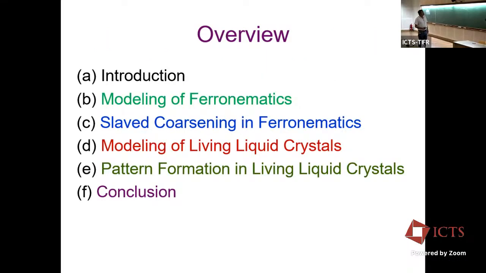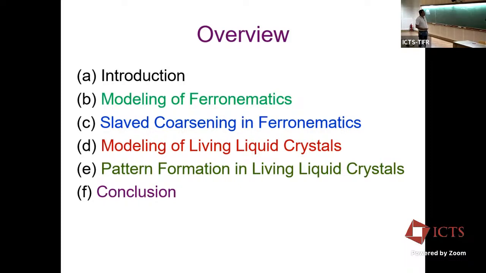Okay, so here's an overview of my talk. I'll start off with an introduction, and then I'll move on to my first class of liquid crystals with inclusions, which are ferronematics. Ferronematics are basically an amalgam of liquid crystals and ferromagnetic nanoparticles, magnetic nanoparticles, basically. I'm going to talk about how you model the system, ferronematics, and then I'll talk about some dynamical phenomena in these systems, which we've given the term slaved coarsening. Perhaps cooperative coarsening would be a better term in these politically correct days. So that's parts B and C.